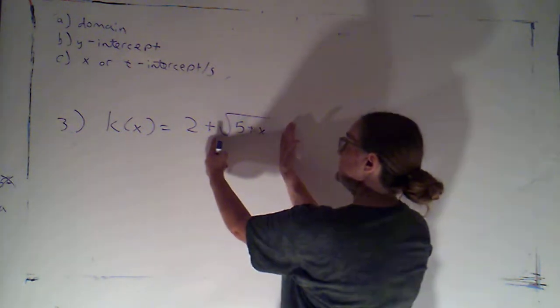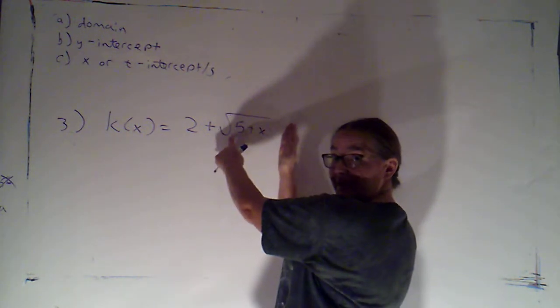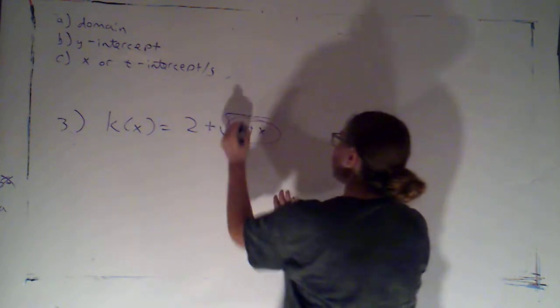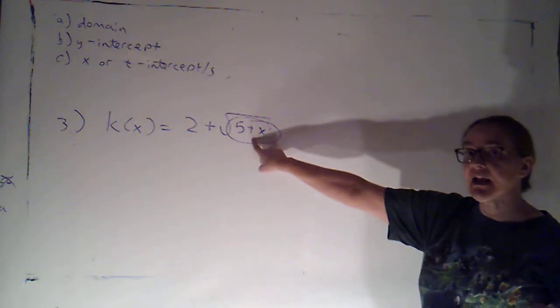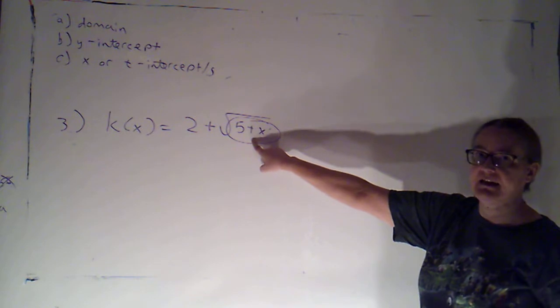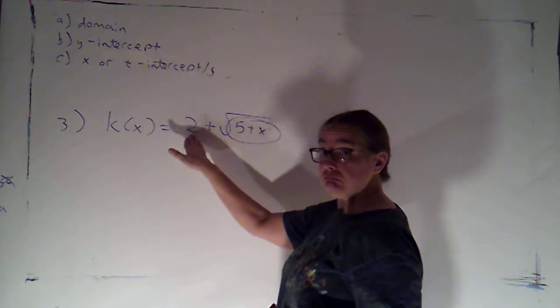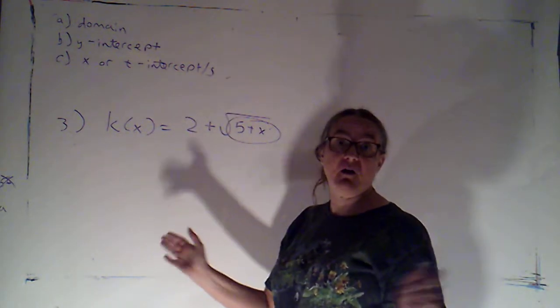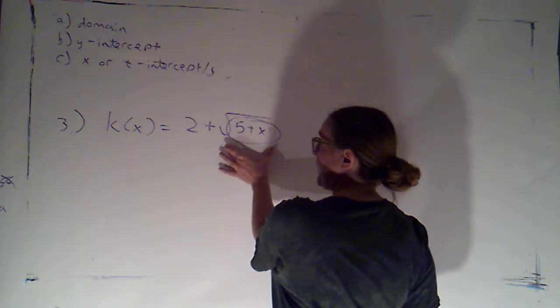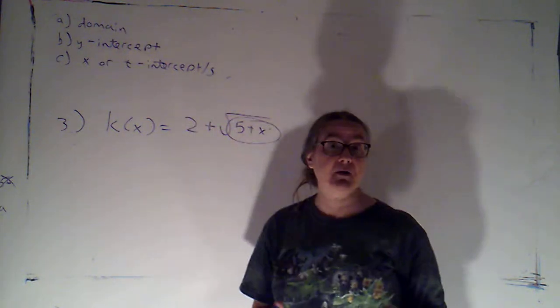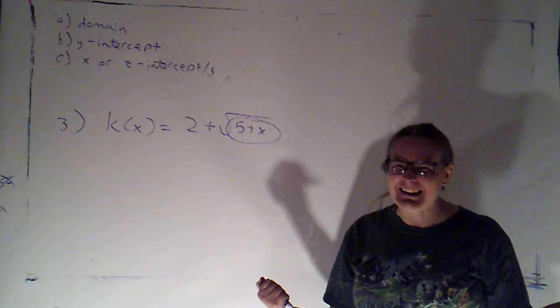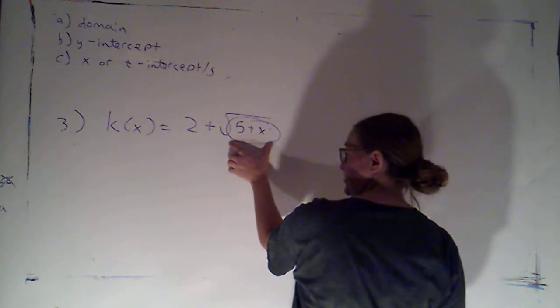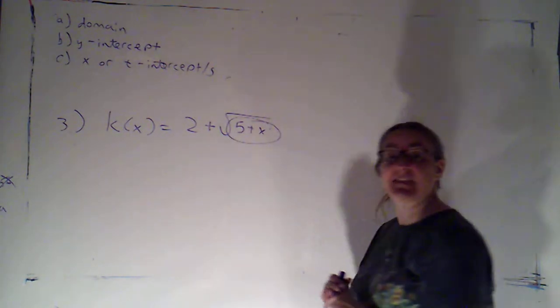Now, this root is a square root. Square roots, any even root, has a restriction. Whatever's under the radical cannot be negative. This 2 doesn't affect the domain at all, because all I'm going to do is, once I've evaluated the root, add 2 to it, and I can add 2 to anything. So the thing that has some restrictions is, can I actually evaluate that root?